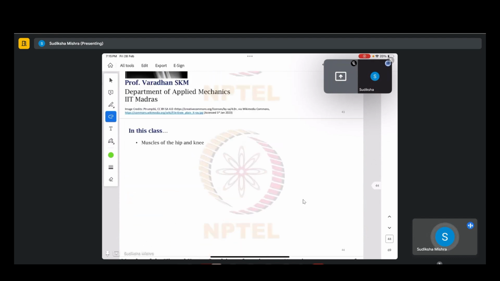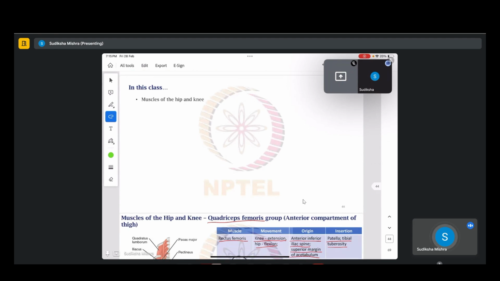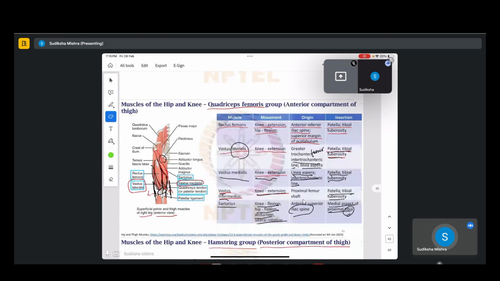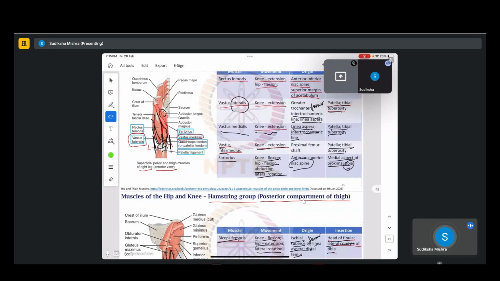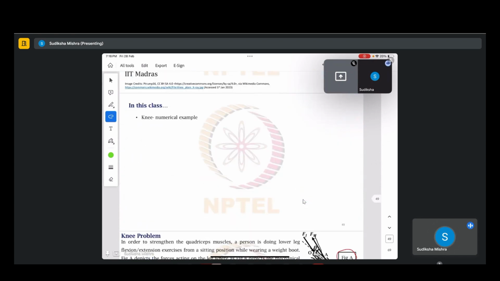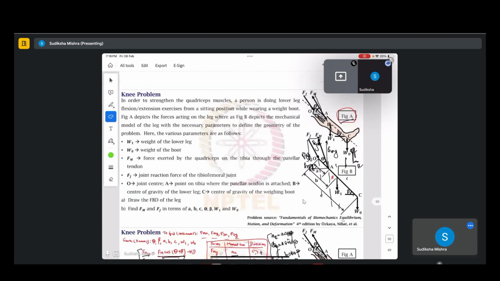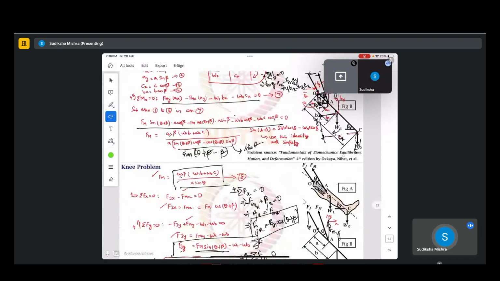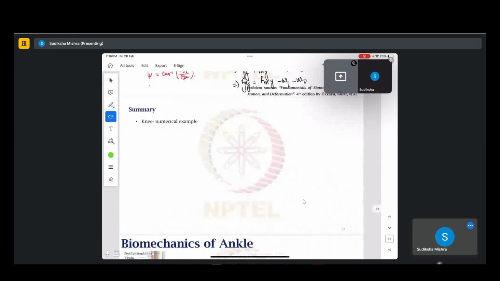We looked at the biomechanics of the knee, basically the muscles of the hip and knee, because there are a lot of muscles that are common between the hip and knee. We looked at the quadriceps femoris group, the hamstring group, and we looked at a numerical problem involving the knee.